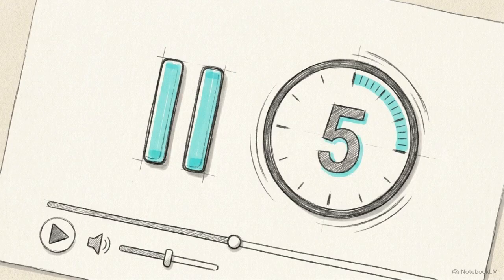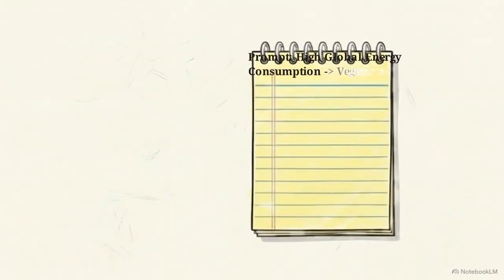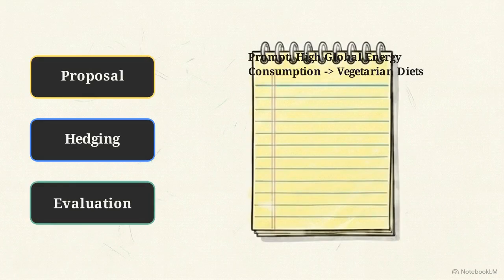Now it is your turn to apply this. Pause the video, write one sentence proposing vegetarian diets as a solution to high global energy consumption. Then write a second sentence evaluating that solution using a hedging phrase from the list on screen.